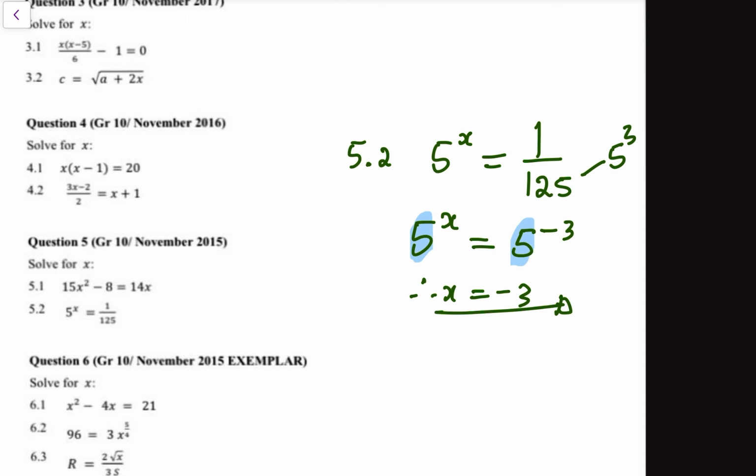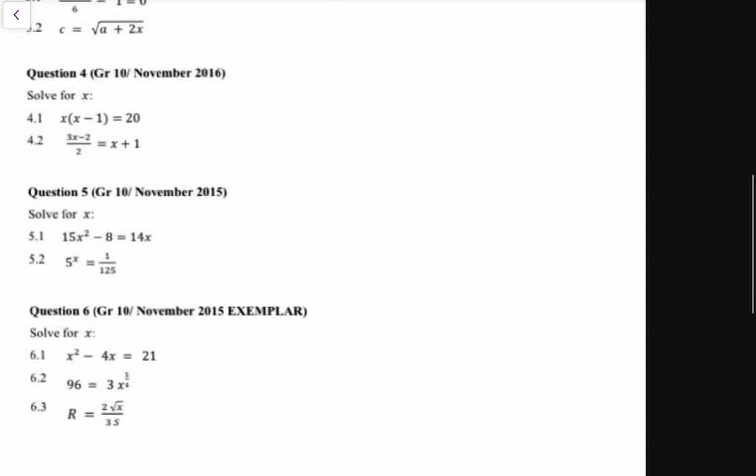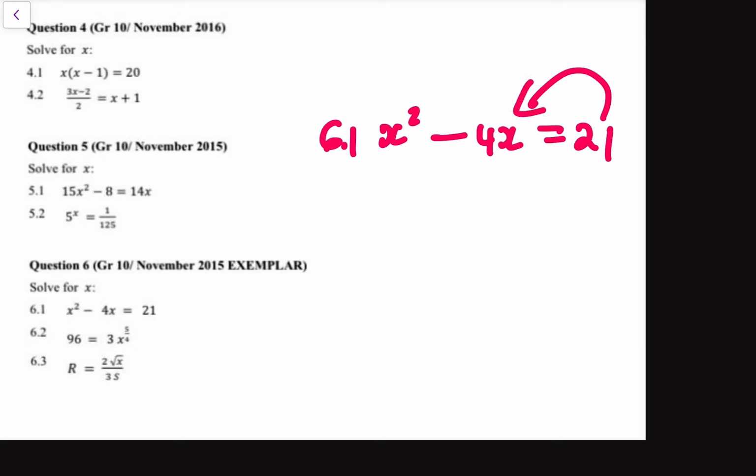Let's move to the next one, which is the last question. This was exemplar 2015. So here we have question 6.1: x squared minus 4x is equal to 21. First thing first, we need to transpose 21 so that this is written in standard form. So we have x squared minus 4x minus 21 is equal to 0.